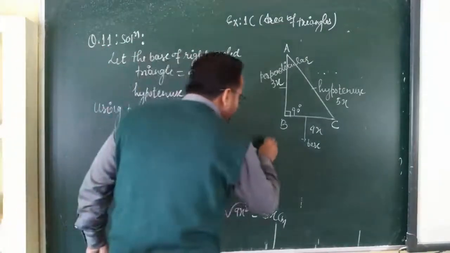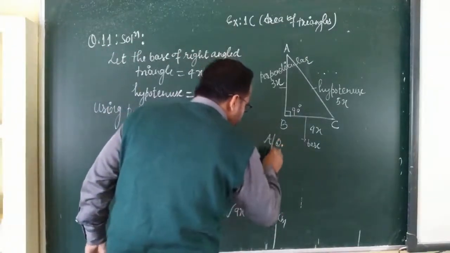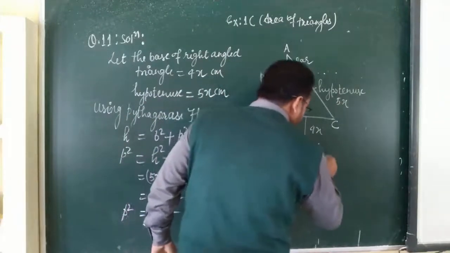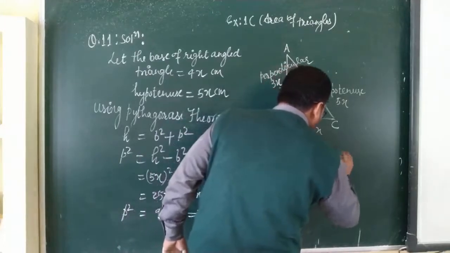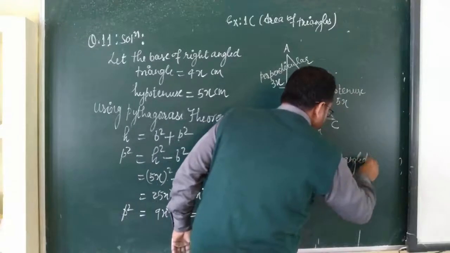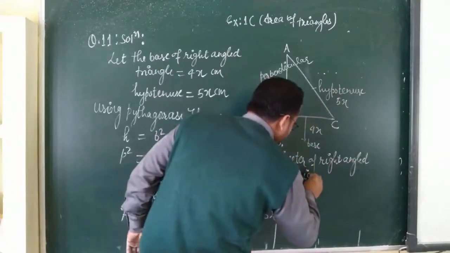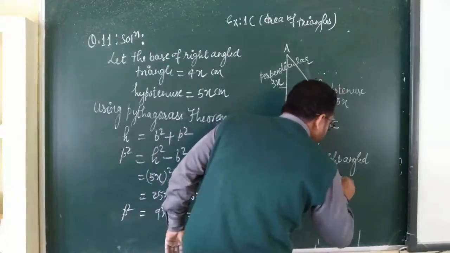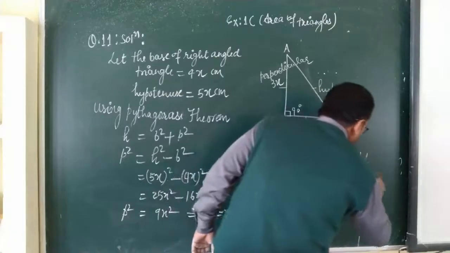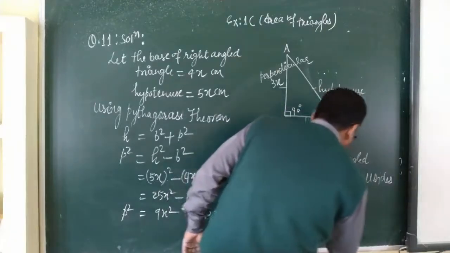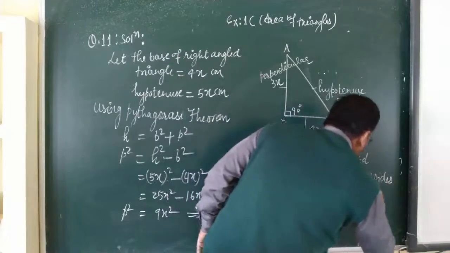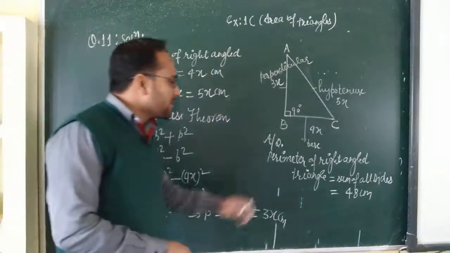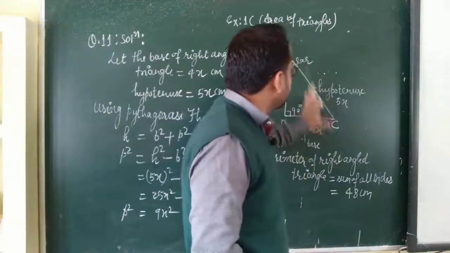Now according to your question, the perimeter of the right angle triangle, we know, is the sum of all sides, and it is equivalent to 48 centimeter. Okay, the sum of all sides is equivalent to 48. It is given in your question, students. So the sum of all sides means AB plus BC plus CA.